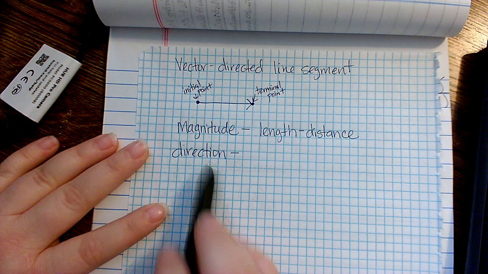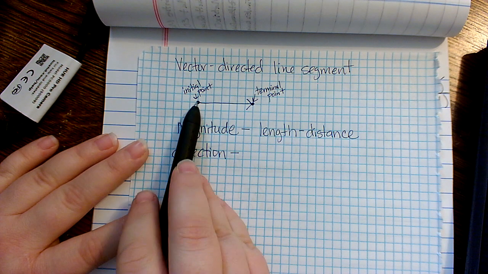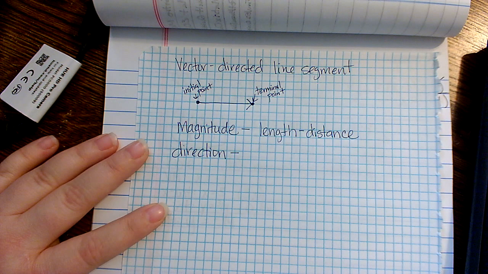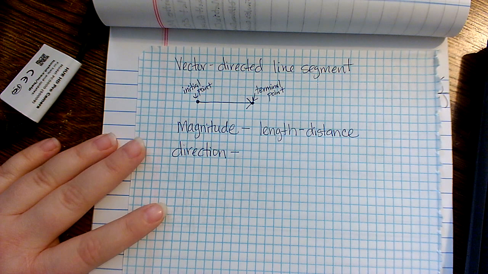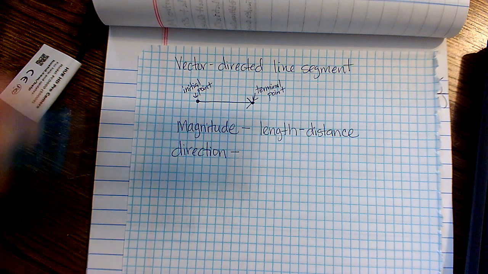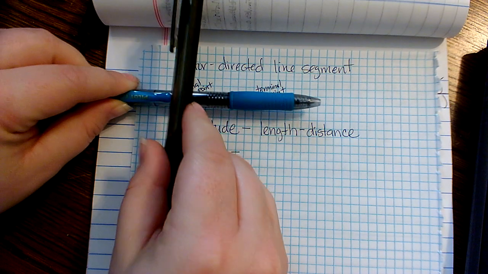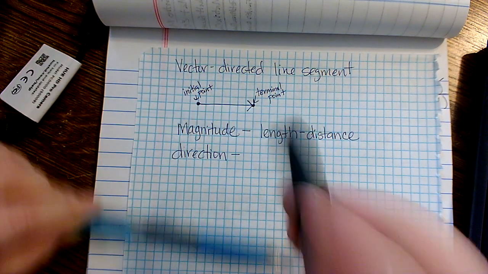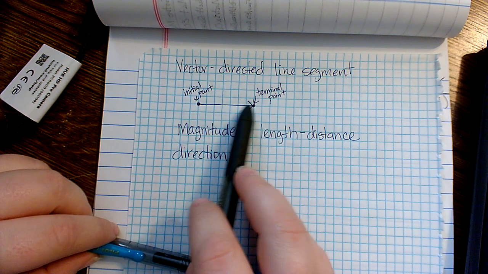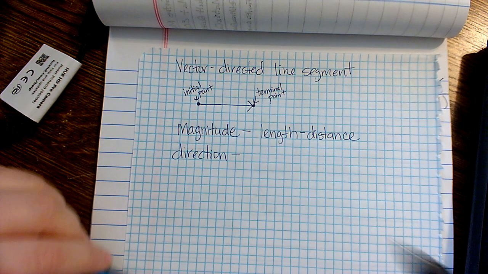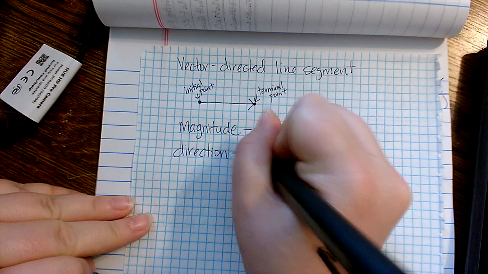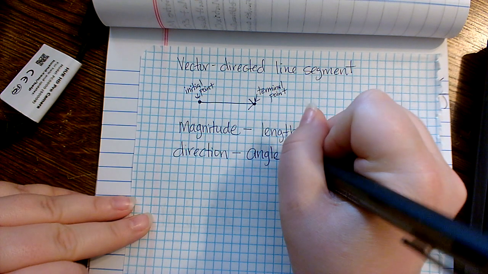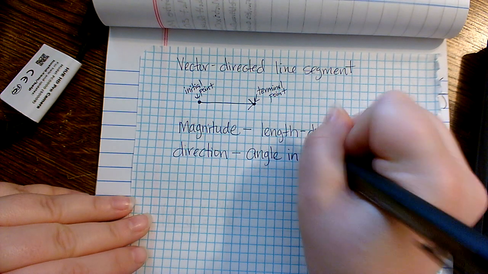The direction is the angle at which that vector is pointing. This throws it back to unit 1, where we were drawing angles in standard position. Imagine your x-axis and your y-axis, with the initial point at the origin. If the terminal side of your angle is on the positive x-axis, you know that's 0 degrees. So the direction is just the angle measured from standard position.